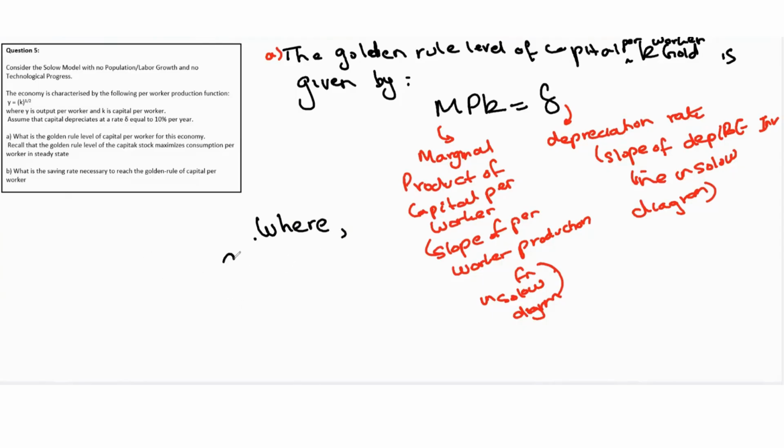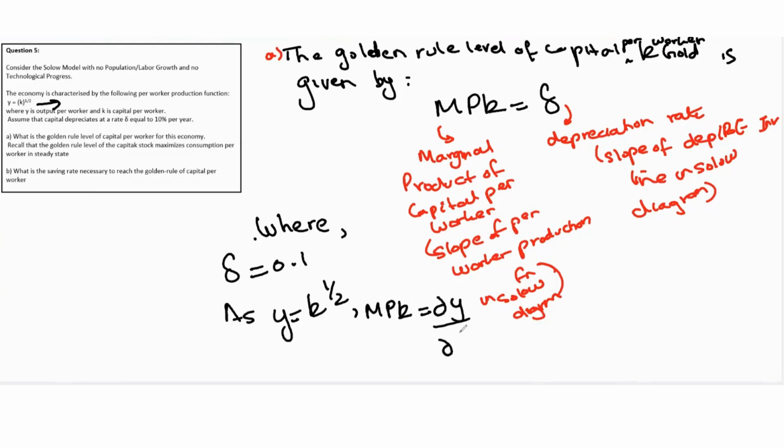Now we're given that delta is equal to 0.1. And we know our output per worker is equal to K to the power 1 by 2. This is the per worker production function given to us. Output per worker is equal to the square root of capital per worker. Then from here, the marginal product of capital per worker is the derivative of output per worker with respect to capital per worker, where we take the power down and reduce the power by 1. So we just need to equate this with delta. That's all we need to do to find the golden rule level of capital per worker.